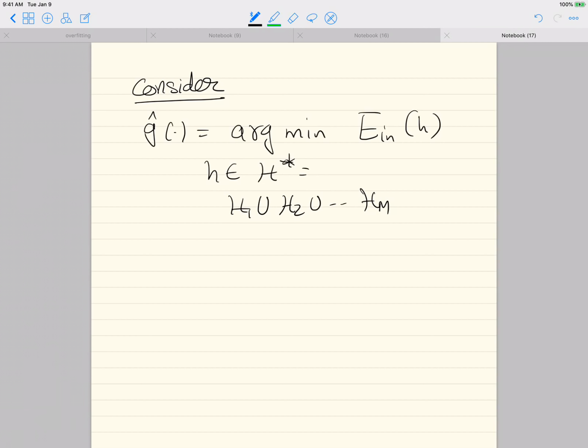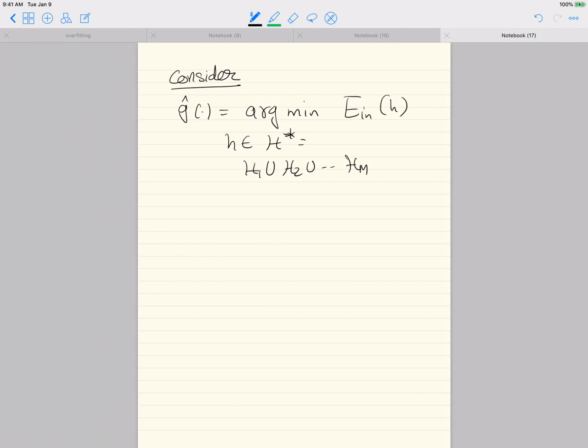Okay? Instead of doing the two-step approach where we use a validation set for model selection, select the model and then do training on it, let's say that we just did a search over all possible hypotheses in this set and picked one that minimizes the training error on the entire data set D. So no splitting and model selection.